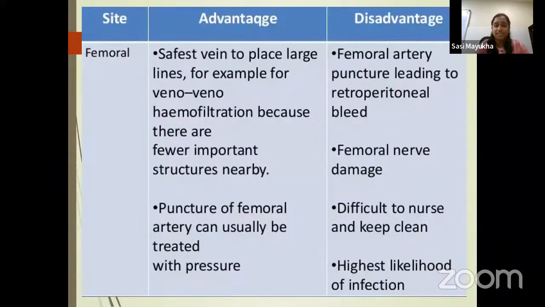It is the safest vein to place large lines, for example, for veno-venous hemofiltration, and usually they use it for ECMO. Femoral artery puncture can lead to retroperitoneal bleed. Femoral nerve damage can occur. And the most important disadvantage of the femoral vein is the highest chance of infection. So usually we do not prefer femoral veins unless it is a very, very emergency.